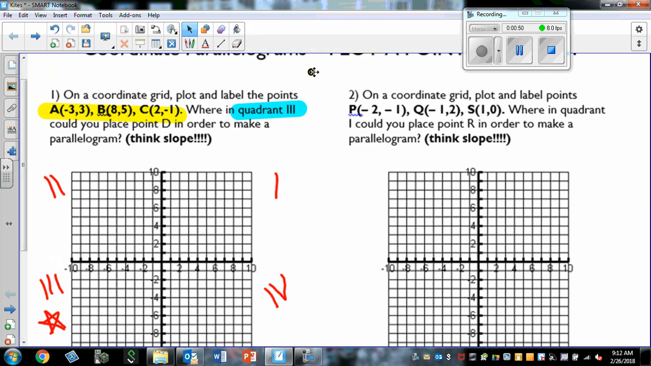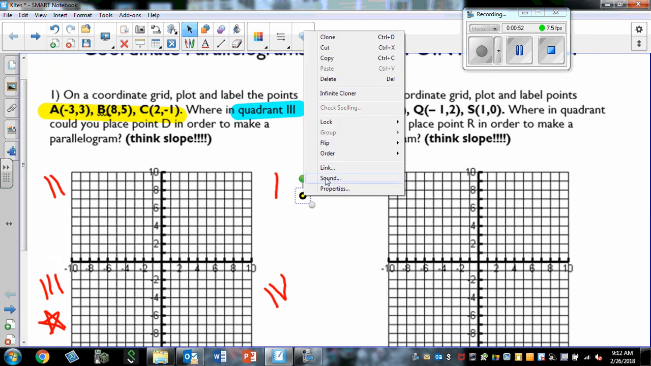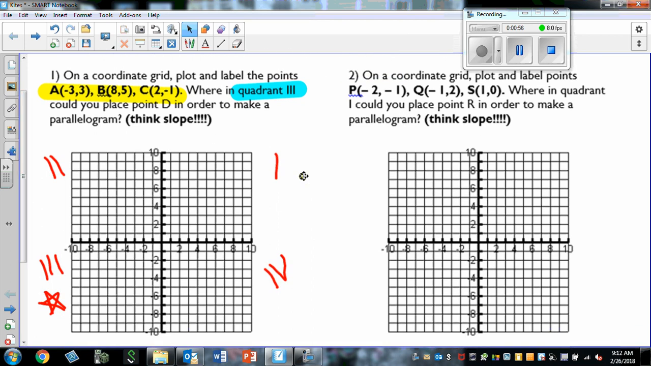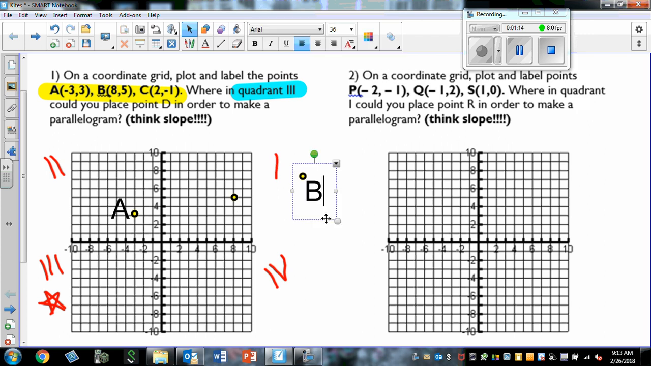I am going to go ahead and take this little dot. Let me make it so I can have lots of them. And let's see, A is at -3, +3, so right here. That's A. B is at 8, 5, so 8, 1, 2, 3, 4, 5, that's B. And C is at 2, -1. So down here, that's C.